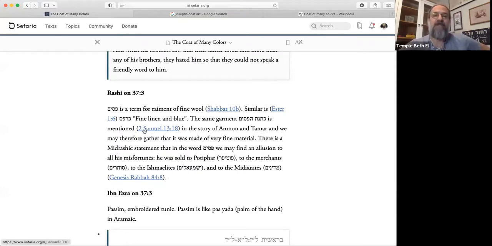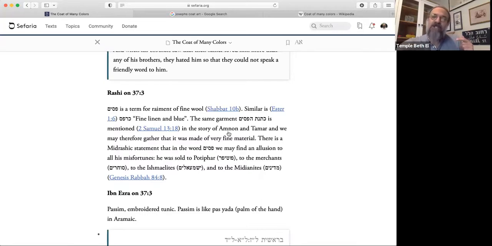The same garment is mentioned in 2 Samuel 13:8 in the story of Amnon and Tamar. And we may therefore gather that it was made of very fine material. Now, I don't know if you know the story of Amnon and Tamar, but it's a very problematic story. I don't really want to go down the rabbit hole too much, but let's just say that Amnon mistreats Tamar in a very bad way. So that's not a great story to reference. In other words, when this garment shows up, bad, violent stuff happens, seemingly everywhere in the Torah. Wow.